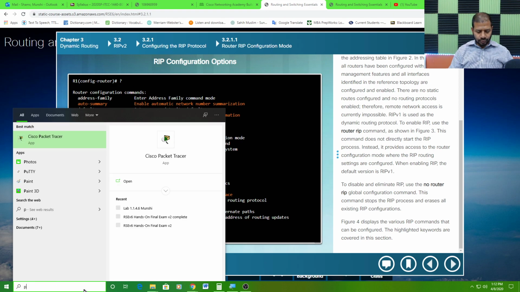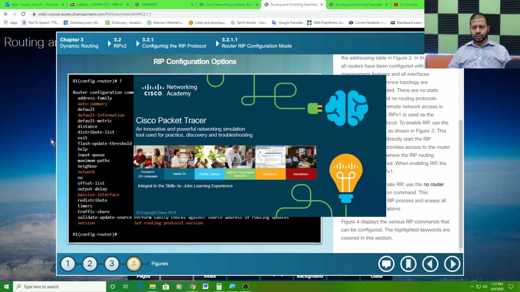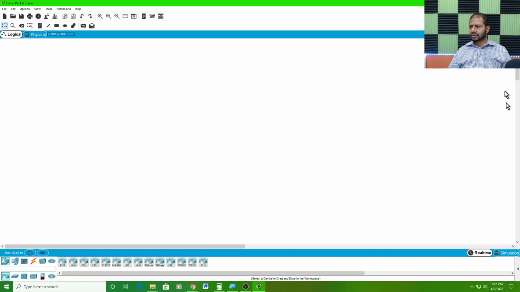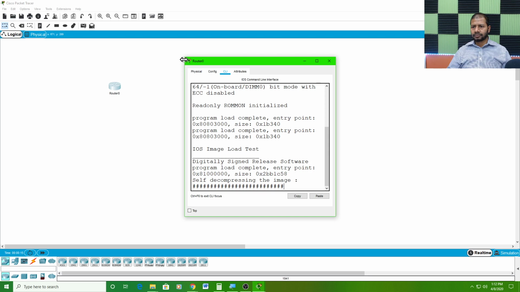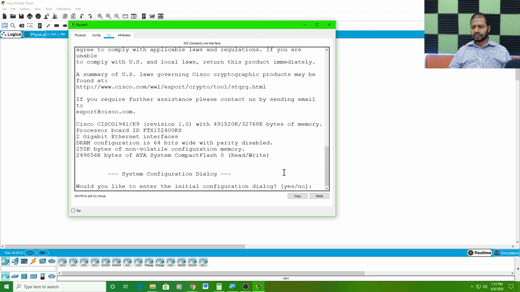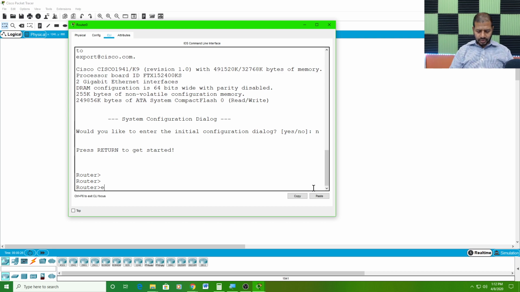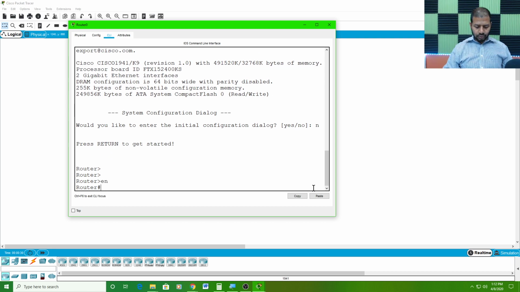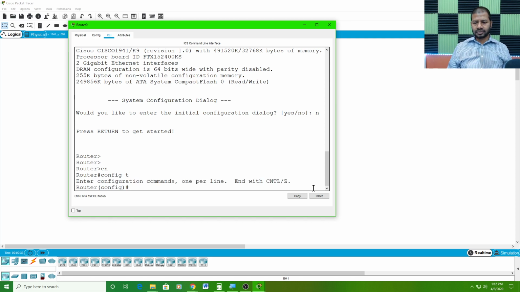If I open up Packet Tracer, for example, some of the items I'm going to show you in the Packet Tracer. I go to router 1941, that router I'm going to put in here. This is my router, and the router is booting. Here I am, enable mode. Now, if I go to config t, I'm in the global config mode. And then I would like to go to the RIP configuration mode. So I type this command, router RIP. That's the command I type.